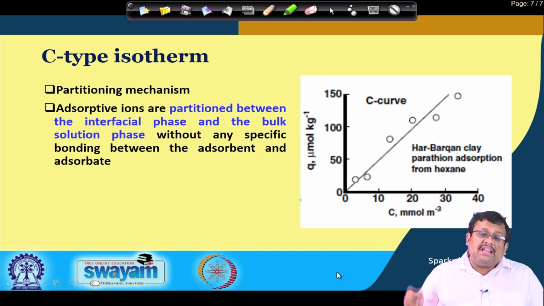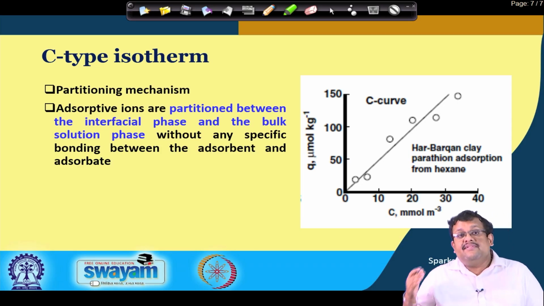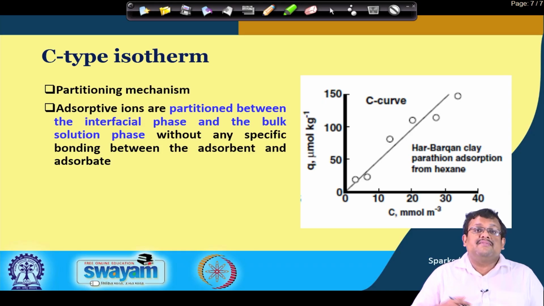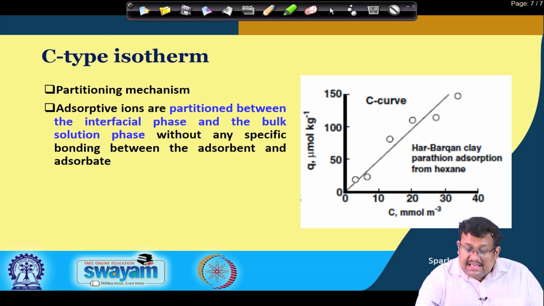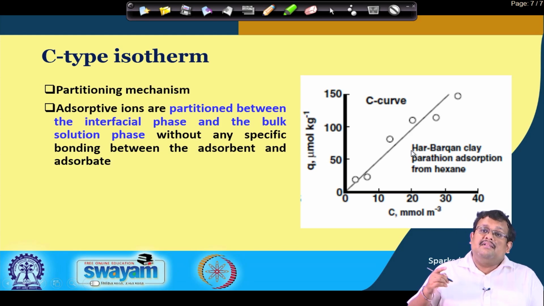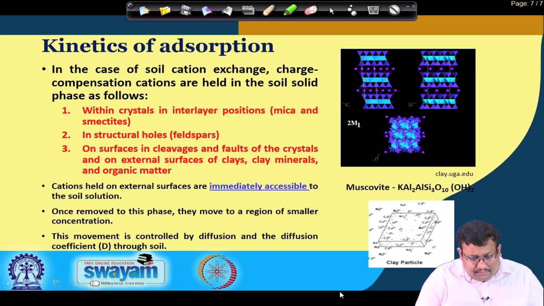Now, the last one was the C type isotherm. It basically shows the partitioning mechanism. Here adsorptive ions are partitioned between the interphasial phase and the bulk solution phase without any specific bonding between the adsorbent and adsorbate, and you can see here this is the shape of this C type adsorption isotherm.